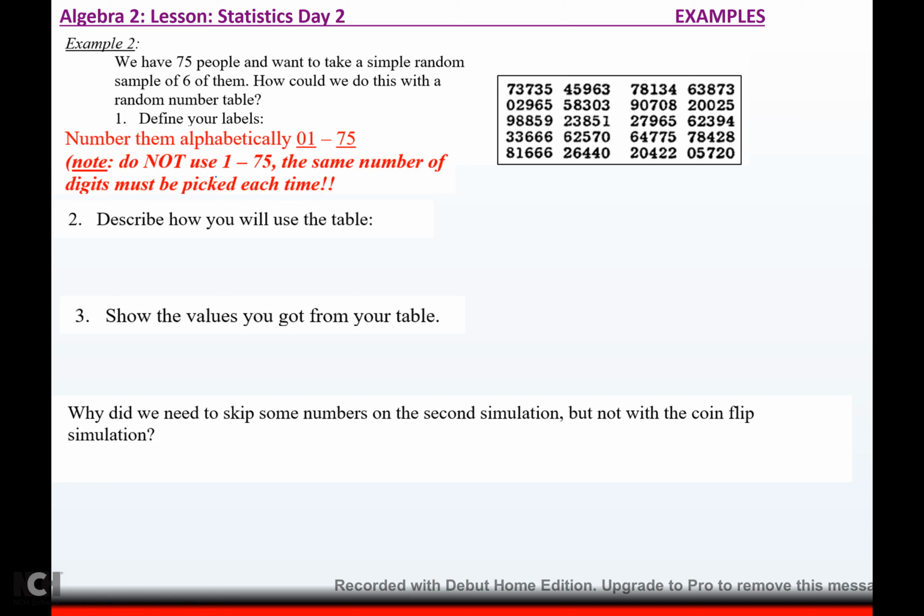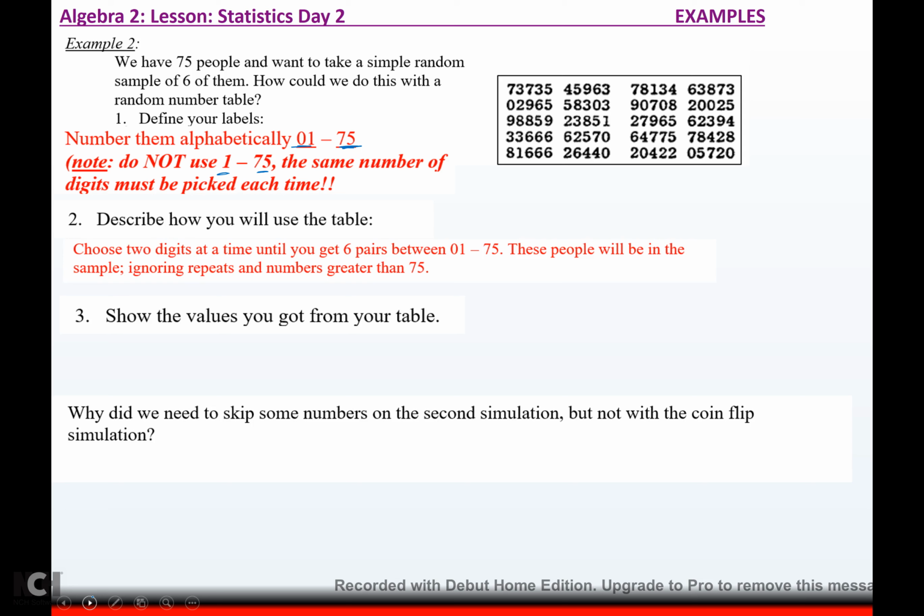Notice you don't want to use 1 and 75 because whatever your interval is, the number of digits in your highest number has to be the number of digits in your lower number. So you have to pick the same number of digits every time. Alright, so to describe how I'm going to use the table, I'm going to choose 2 digits at a time until you get 6 pairs between 01 and 75. These people will be in the sample, ignoring repeats and numbers greater than 75.